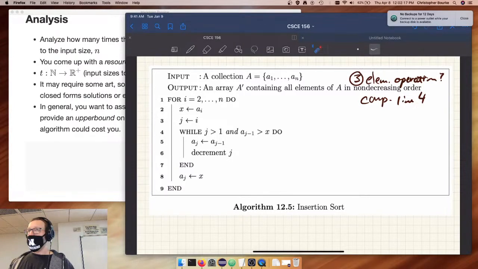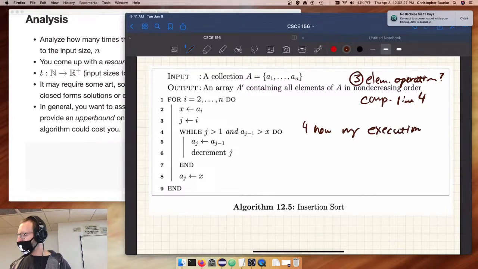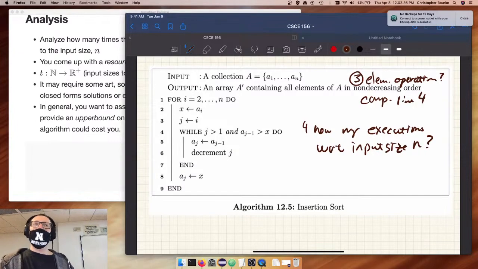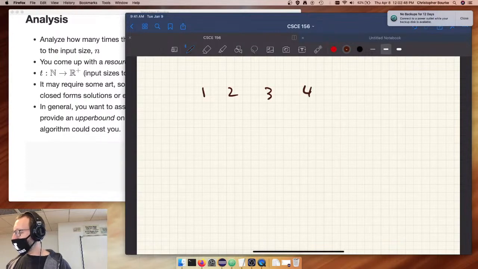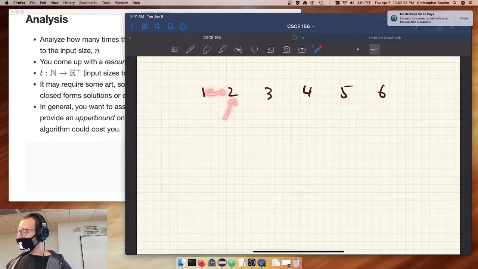How many times is it, step 4, how many executions with respect to input size n? Now we're back similar to something, or similar to the linear search. Think about a sorted list already. 1, 2, 3, 4, 5, 6. Let's simulate, just briefly here, insertion sort on this list. We start over here. We make one comparison to see that 2 is where it needs to be.